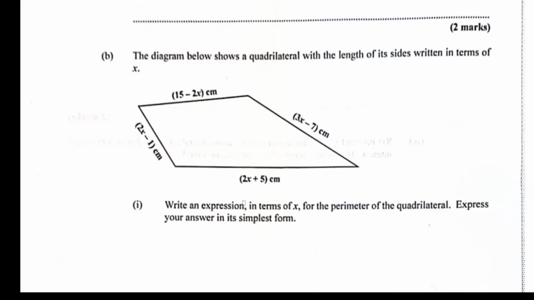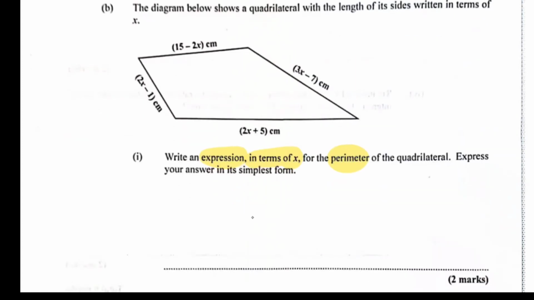So what are we really doing here? You have to pay attention. You're going to write an expression in terms of x for what? The perimeter, the distance along the boundaries, right? So let us start here, talking about 15 minus 2x. You're going to be adding that to 3x minus 7, and you're adding that to 2x plus 5, and you're adding that to 2x again minus 1. Simplifying this will give you the answer.